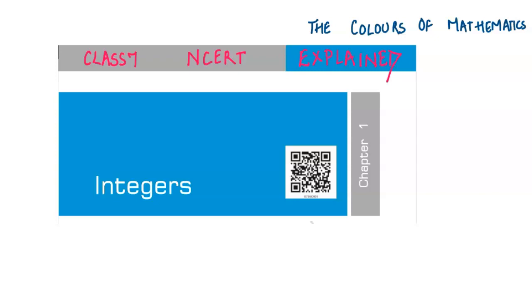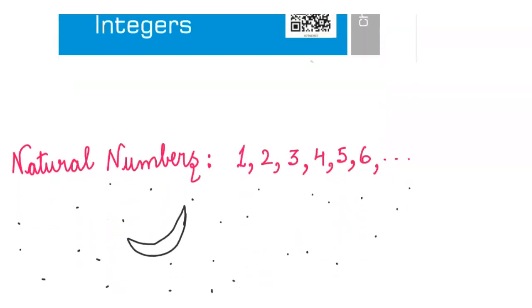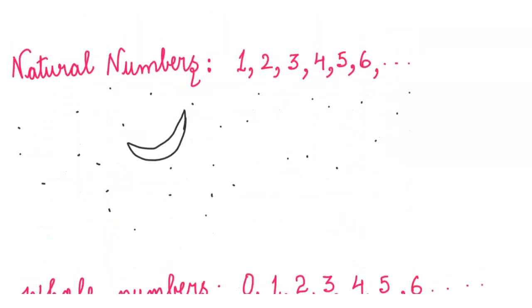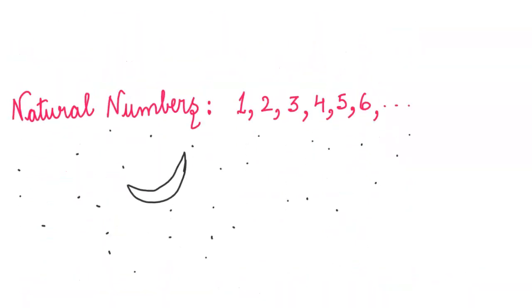So let's start. We know about natural numbers. The natural numbers are the numbers which start with 1: 1, 2, 3, 4, 5, 6, 7, 8, 9, 10, and they go on and on. There is one moon and so many stars. So natural numbers are the counting numbers, the numbers that we use to count objects.